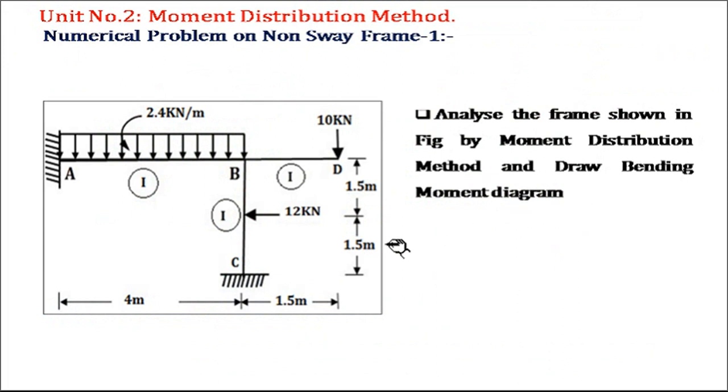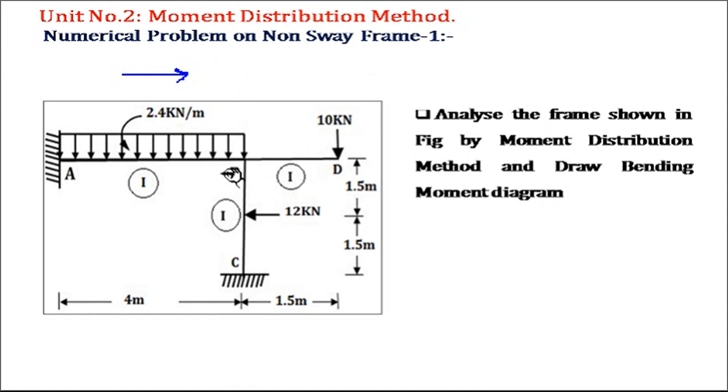moment diagram. The given frame is a non-sway frame because at joint A the fixed support is there, so this fixed support will not allow sway in the horizontal direction as well as in the vertical direction. So here the sway is equal to 0. So this type of frame is a non-sway frame.